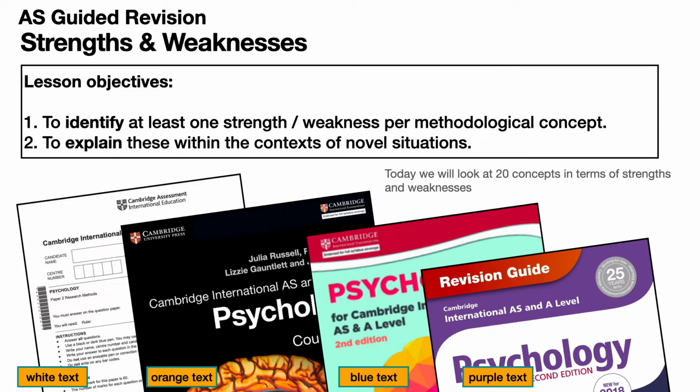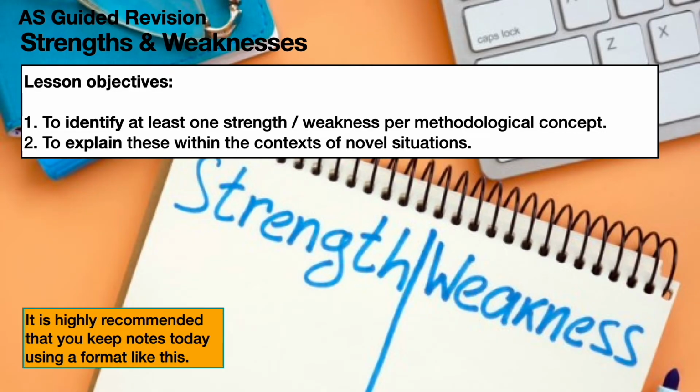So I have here different colored texts you'll see on the slides. White text equals past paper, orange black book, blue blue book, and purple purple book. I think it's a good idea in these last couple days during your revision to think about each of these concepts in terms of strengths and weaknesses. Another way of saying this is advantages and disadvantages. Sometimes questions will say strengths or advantages, sometimes they'll say weaknesses or disadvantages. So pretty basic stuff here.